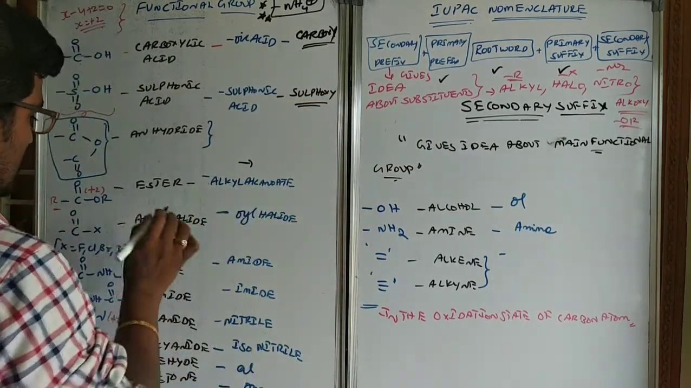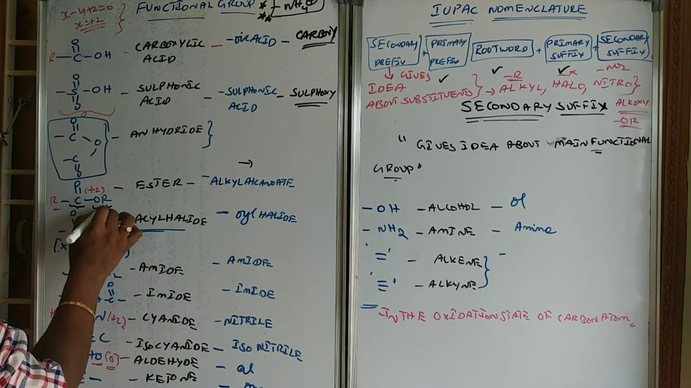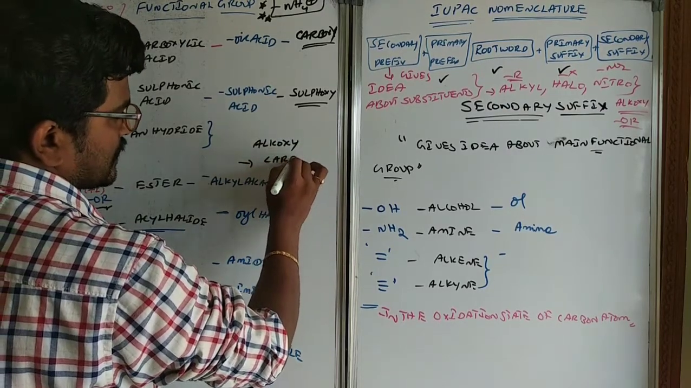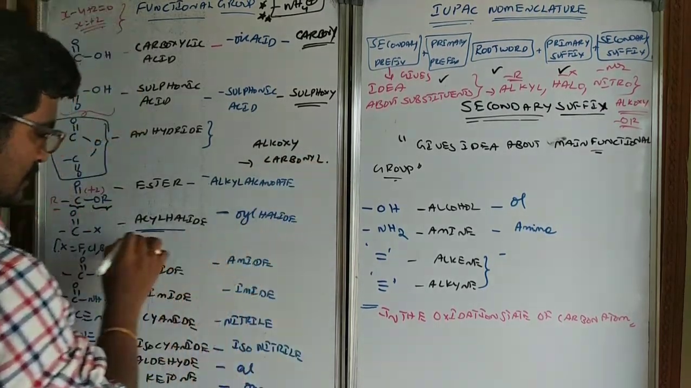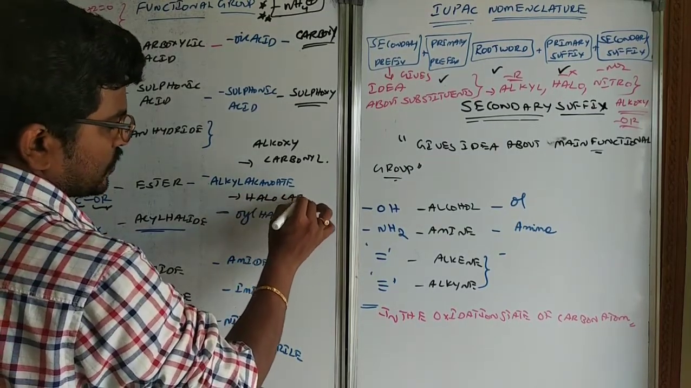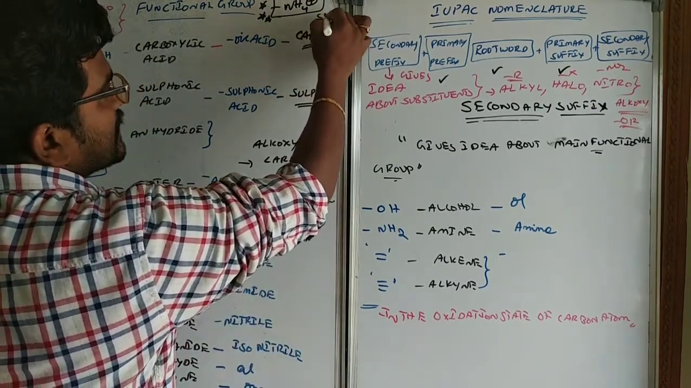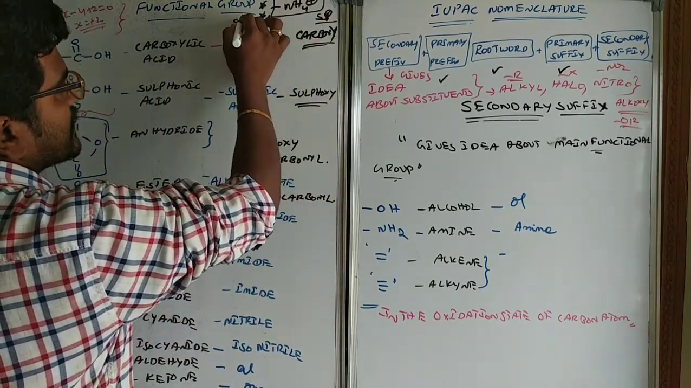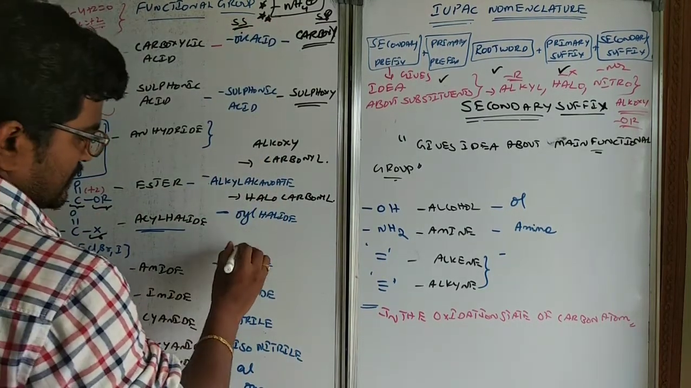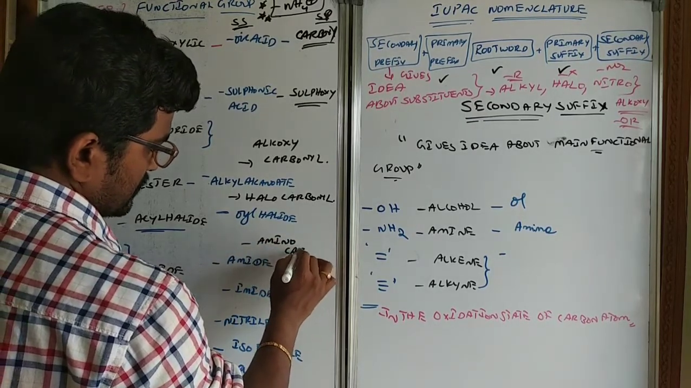Alkyl alkanoate. Always remember C double bond O is carbonyl. If OR is there, it is called alkoxycarbonyl. If halogen is present, we call it halocarbonyl. See, the black I am writing is the secondary prefix. The blue I am writing is the secondary suffix. And here, amide is there. You can call it aminocarbonyl.